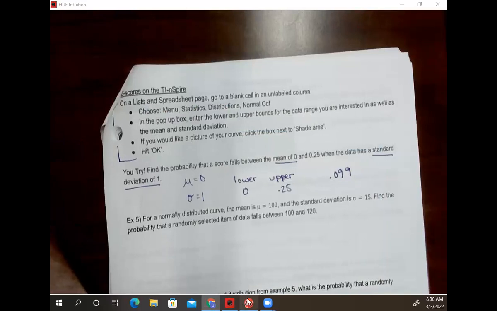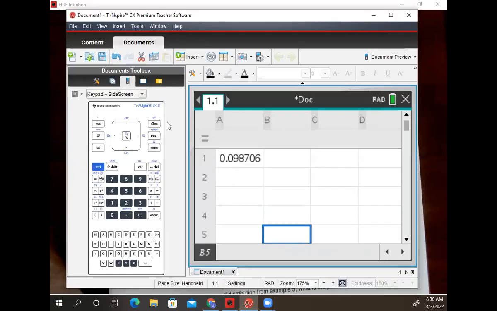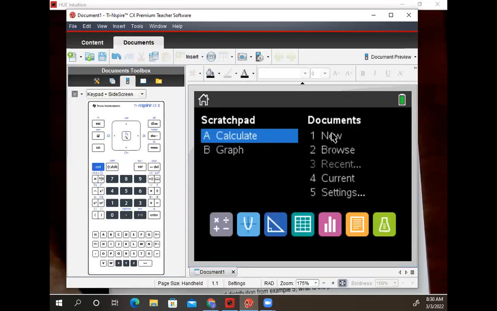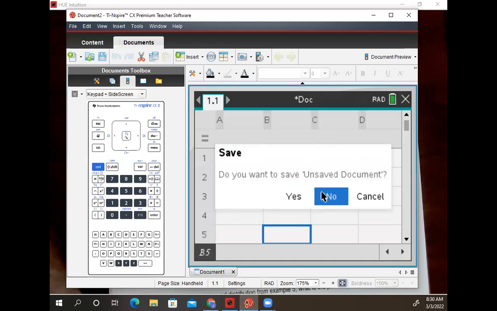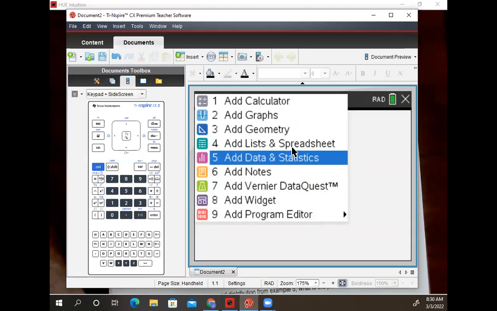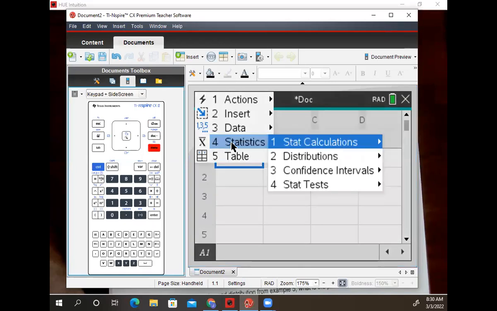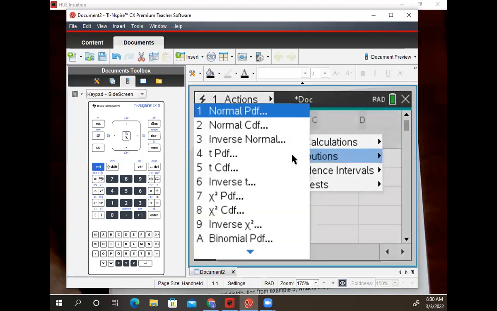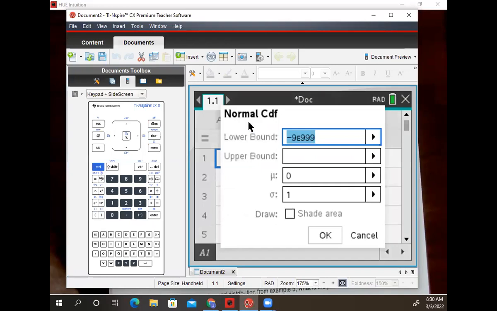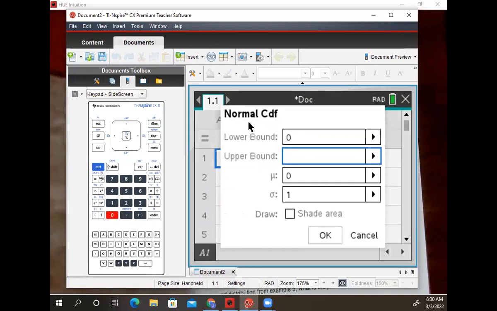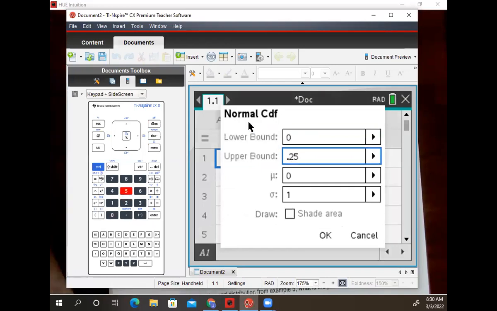Now, I do want to show you one more thing here. I'm going to go ahead and go back to my calculator page. I'm just going to do a new document really quickly. And I'm going to do that same thing, add list and spreadsheet. I'm going to do the exact same problem, but I want to show you something else that we can get here. So distributions, normal CDF, my lower bound was 0, my upper bound was 0.25. Mean, standard deviation stay the same.